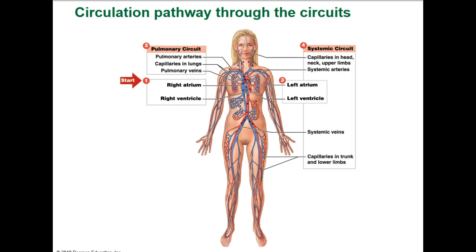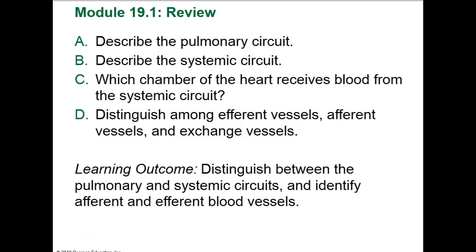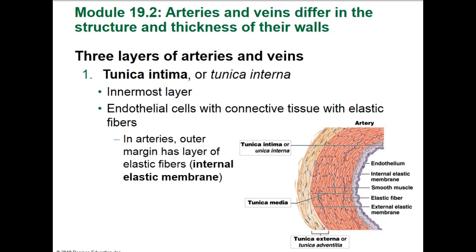Okay, so this diagram shows the basic differences in the pulmonary circuit and the systemic circuit. Okay, so again, remember, pulmonary circuit involves the lungs. Systemic circuit involves the other tissues. So which chamber of the heart receives blood from the systemic circuit? Right atrium. The right atrium, good. And we'll talk about these other vessels in more detail.